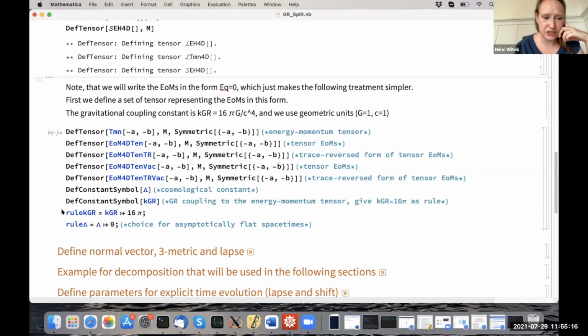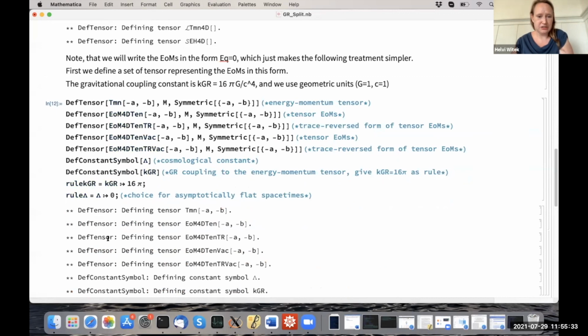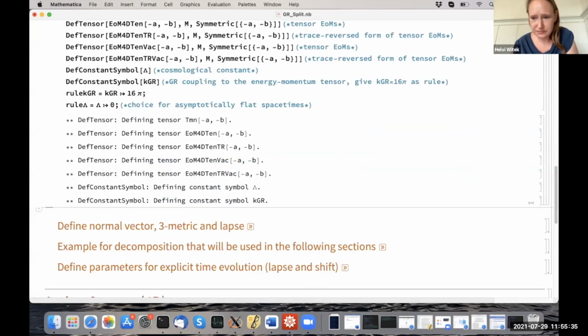Here I'm just defining them and then defining a rule that I will apply later on for what this gravitational coupling constant would be. I will focus on asymptotically flat spacetimes, so I will put the cosmological constant to 0. Okay, so let me just execute that as well.